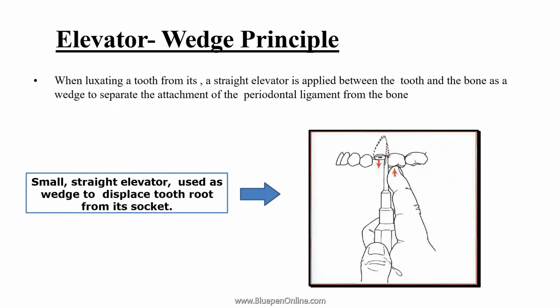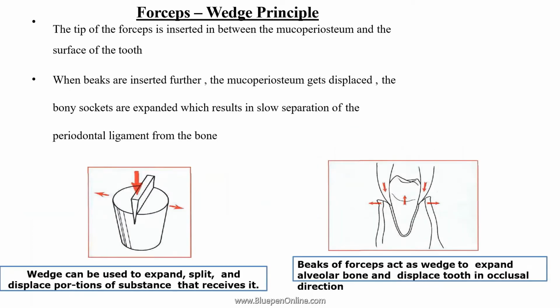Now let's see the same in case of forceps. In case of forceps, what do you do? You insert the tip of the forceps between the mucoperiosteum and the surface of the tooth, right? Like this. And when the beaks are inserted further, the mucoperiosteum gets displaced and the socket gets expanded. And this actually helps in the extraction of teeth. I hope this is clear. This is the wedge principle.